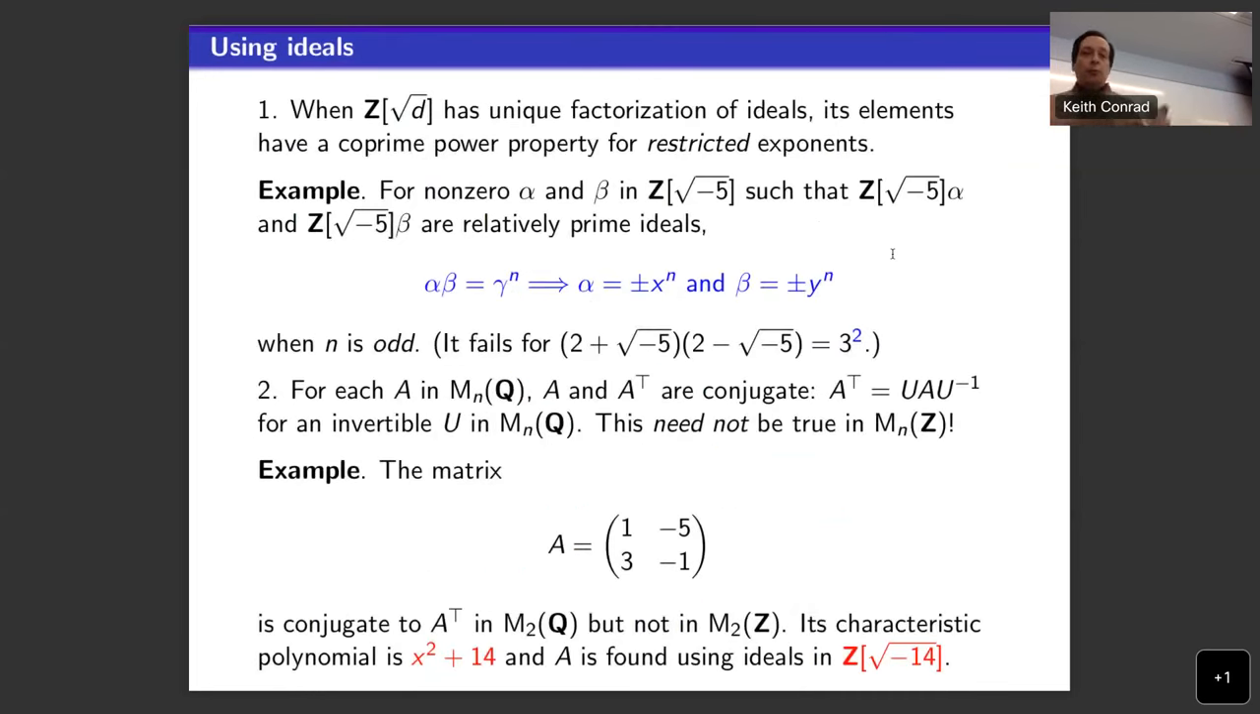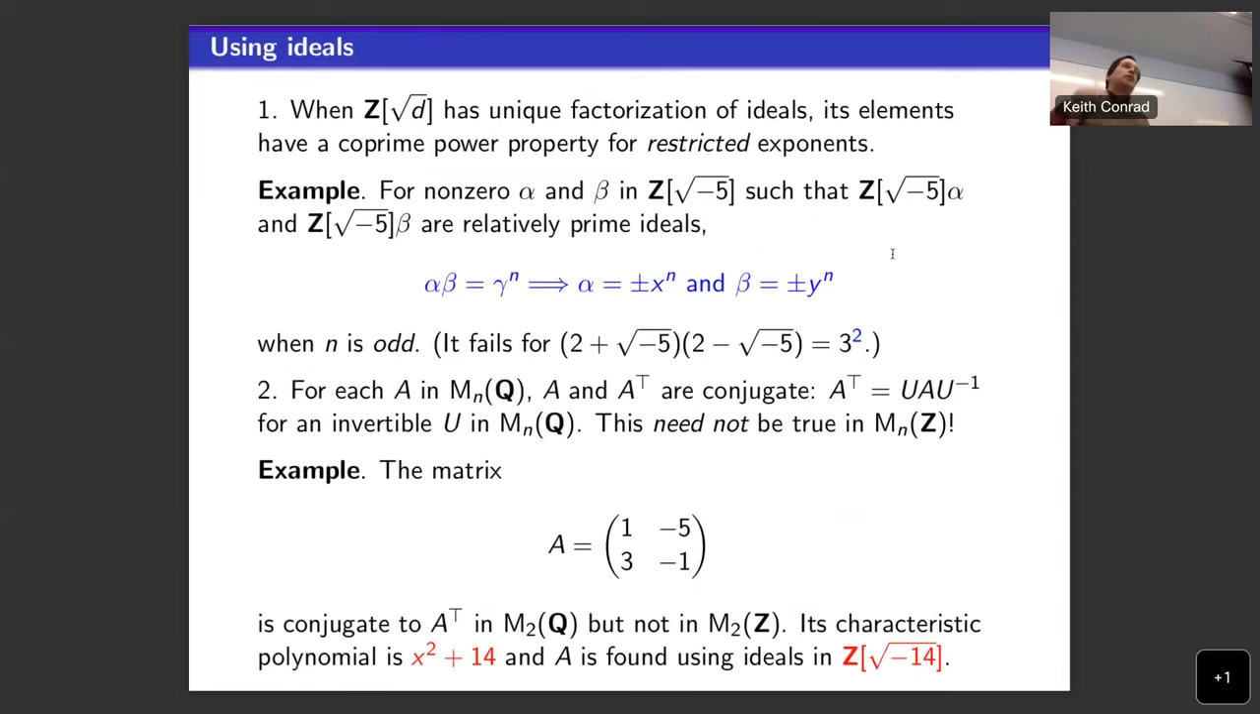So besides the saving of unique factorization in many settings, if we use ideals, how can the concept of ideals and their unique factorization be used to do something else? So I have four examples here to point out to end this presentation.